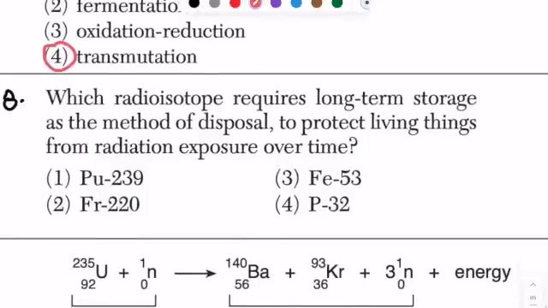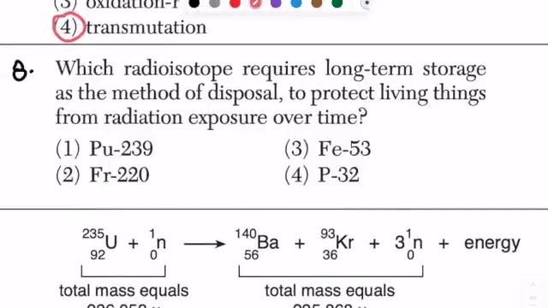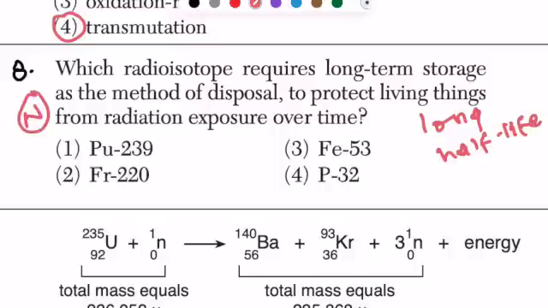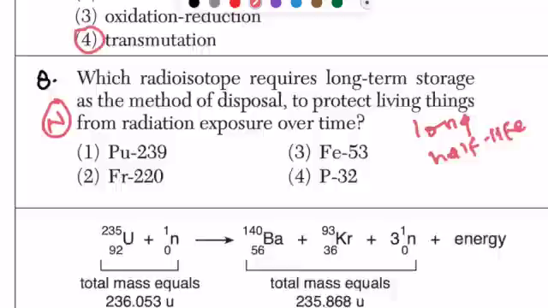Which radioisotope requires long-term storage as the method of disposal to protect living things from radiation exposure over time? So we are looking at something that needs to be stored so that we are not exposed to the radiation for a longer period of time. That means this is something that has a very long half-life. So you can go to Table N, where you are given the half-lives of radioisotopes, and find the one that has the longest half-life.